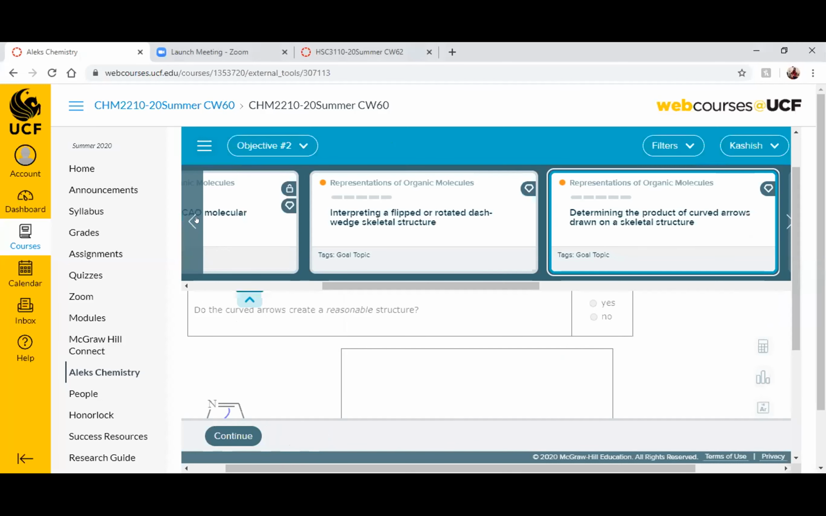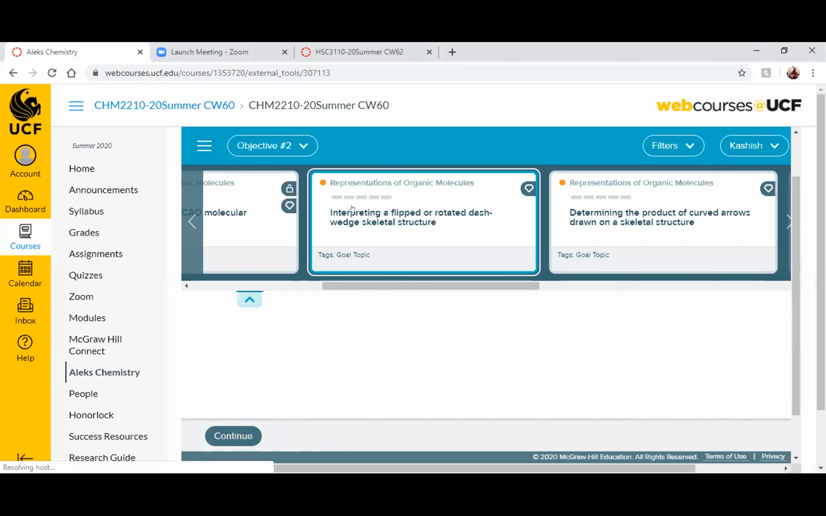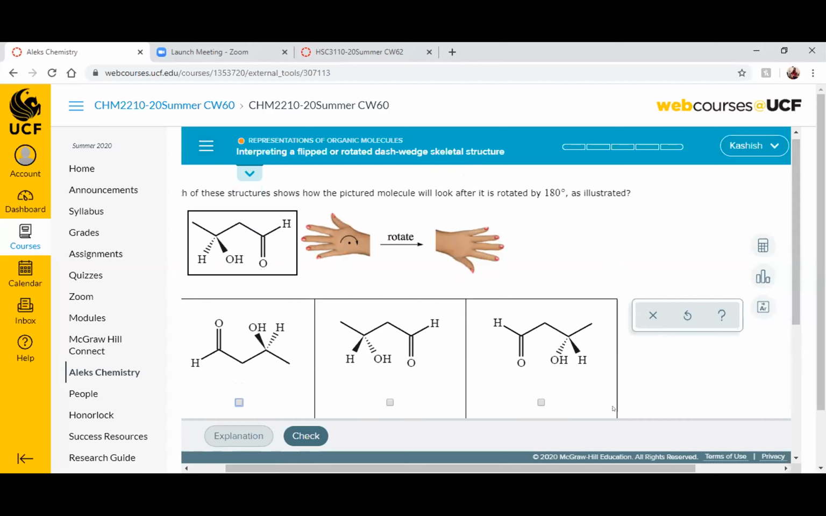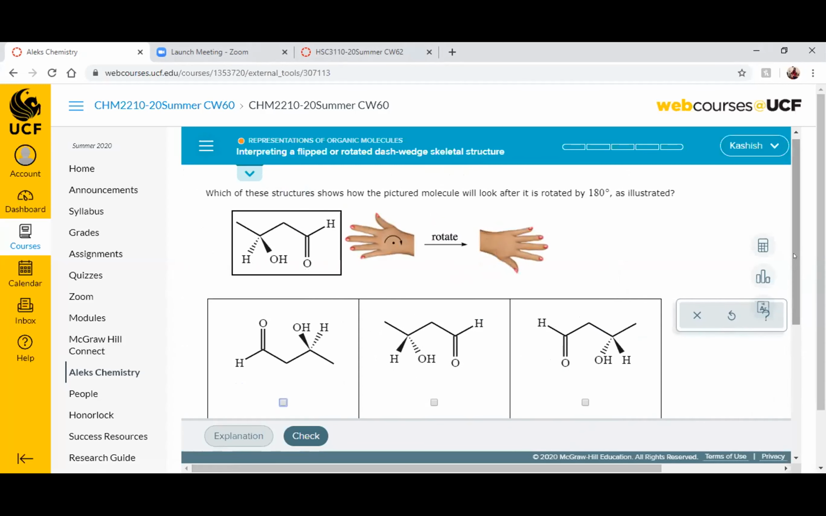Okay. So that topic is really important for organic chemistry when it comes to the movement of electrons because of mechanisms. Okay, so let's do interpreting a flipped or rotated dash wedge skeletal structure. This will definitely help you with something called stereochemistry that will come on later that a lot of people have issue with, okay? So stereochemistry is basically how the molecule looks in space, if something is in front of you, if something's behind you, and all that stuff.